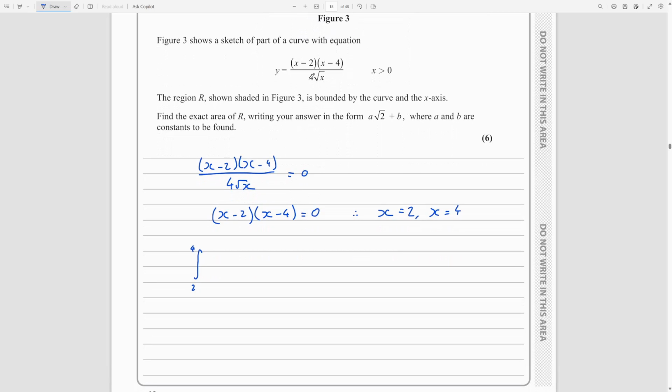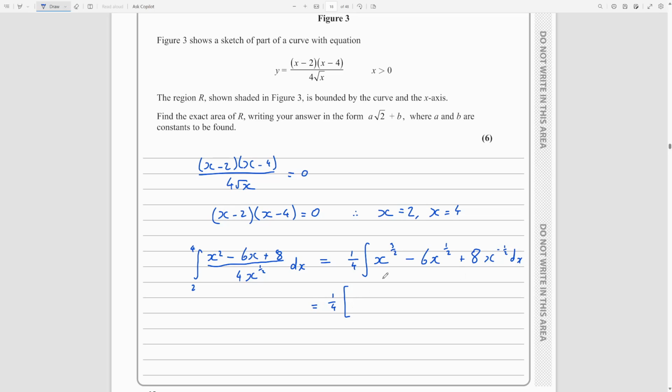I'm also going to expand this because it's going to be much easier to integrate if I do that. So we get x squared minus 6x plus 8 all over 4, and I'm going to write this as x to the half. You'll see why in a moment. That 4, I'm happy to just pull out as a quarter here. That's going to make my life easier. X squared divided by x to the half is x to the 3 over 2, because I'm subtracting powers. Now 6x divided by x to the half is just 6x to the half. And finally 8 over x to the half is 8x to the minus half.